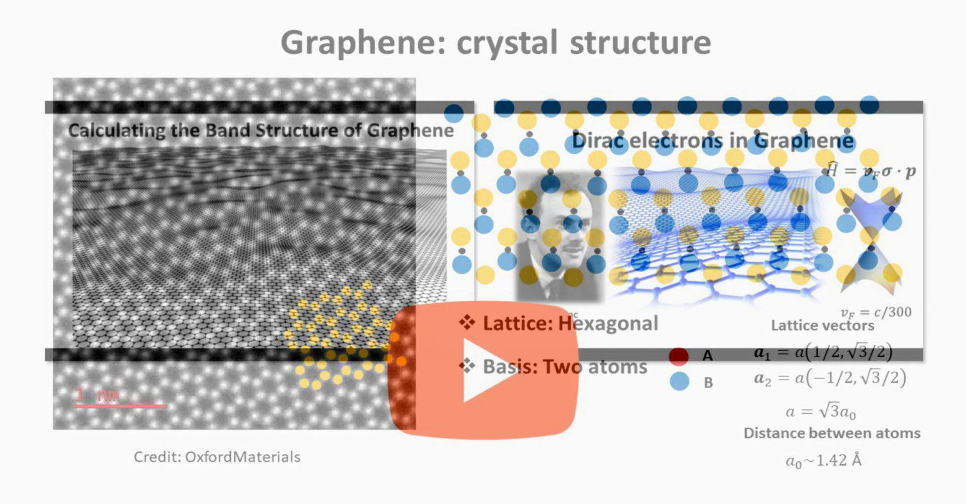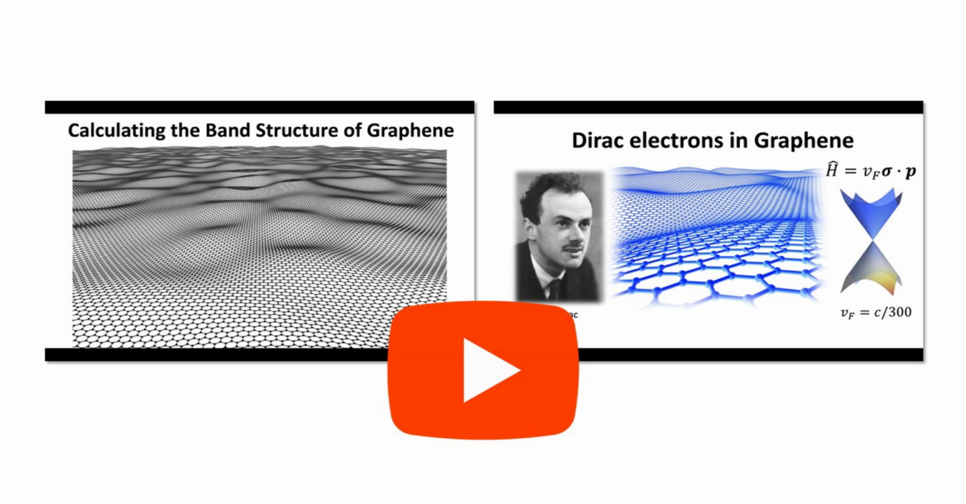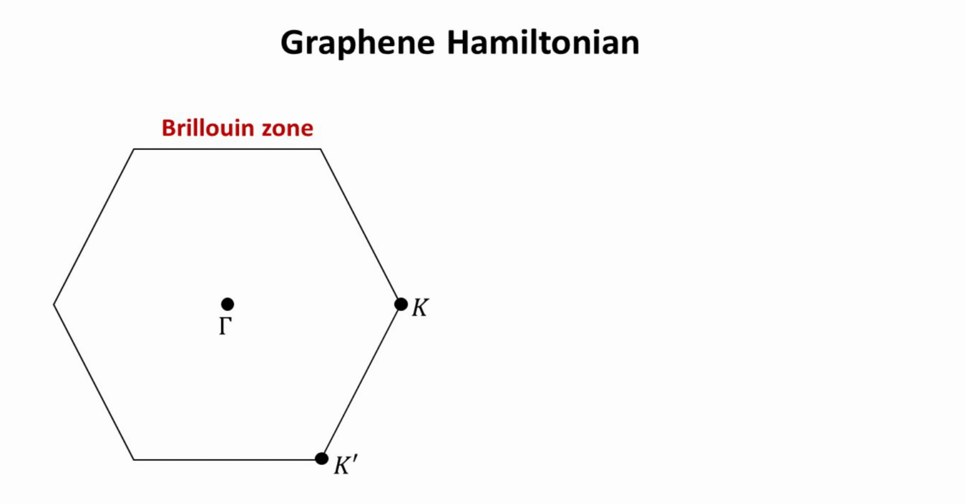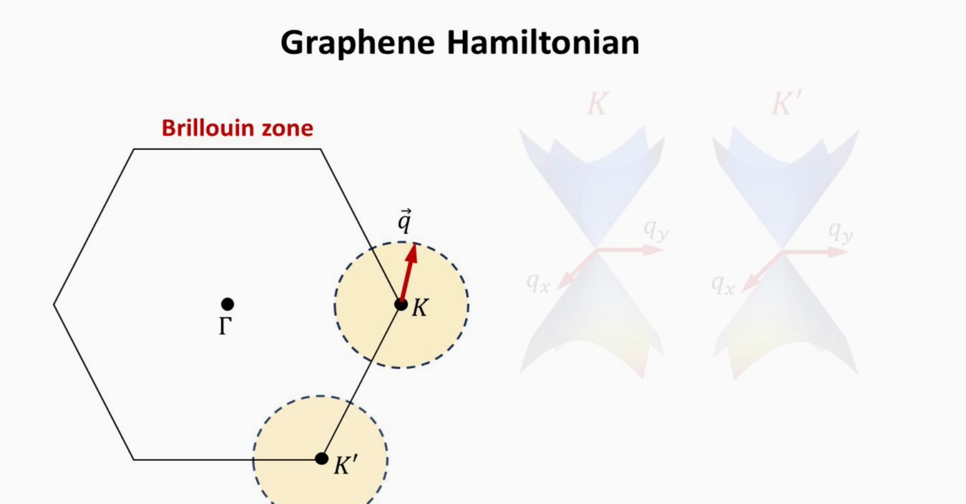We refer you to our videos in the graphene playlists, where we discuss how one can compute the electronic structure of graphene within the tight binding model and how its low-energy Hamiltonian is given by the Dirac model. The Brillouin zone of graphene has a hexagonal shape, where the high symmetry points are located at the zone center and the vertices, herein denoted as the Gamma and K points respectively. There are two inequivalent K points, so it is customary to denote them as K and K prime.